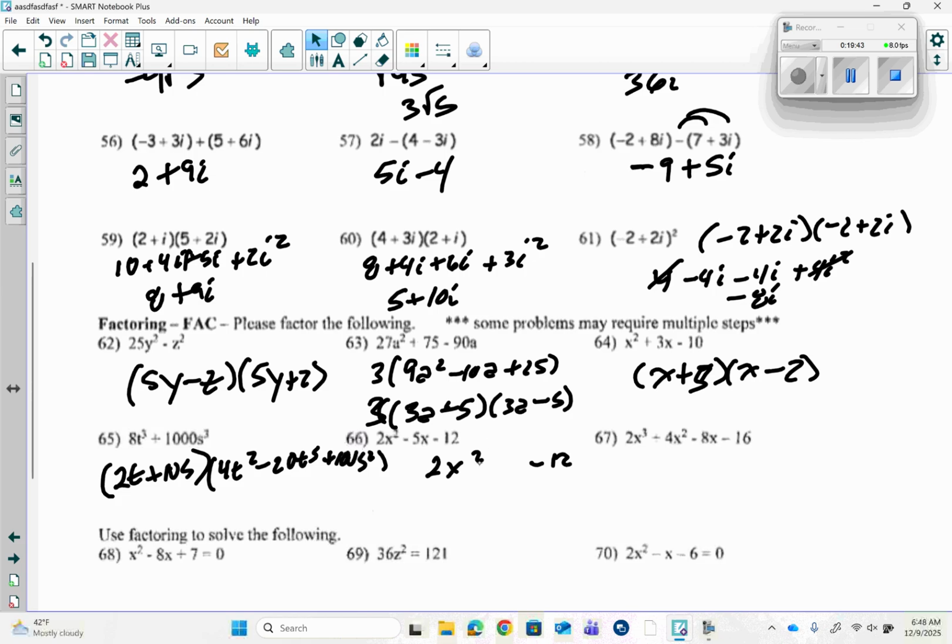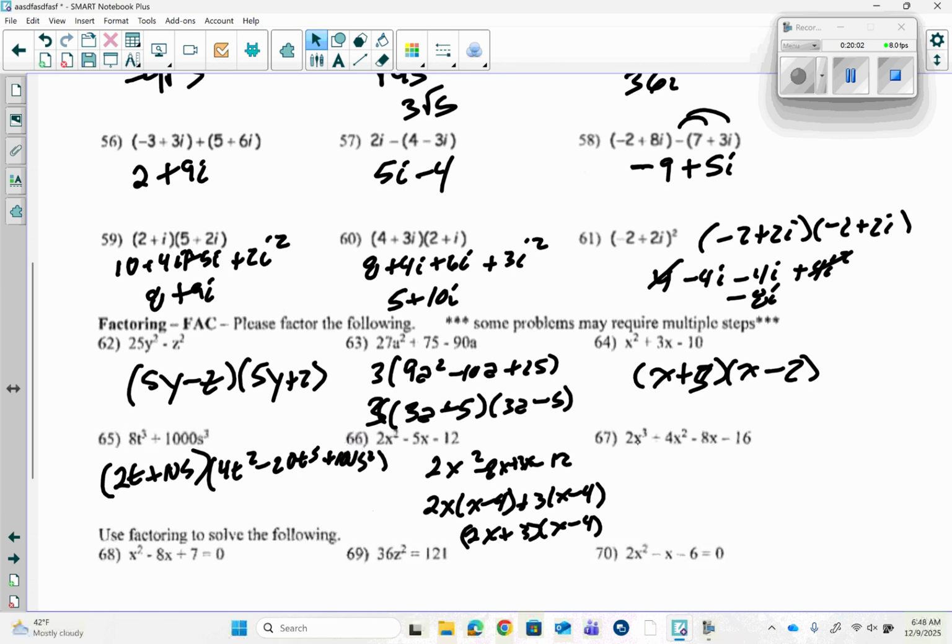If I factor this one, what two numbers multiply together to give me -24 and add to give -5, so it's -8x plus 3x. So that's going to give me 2x times x minus 4, plus 3 times x minus 4. So this is going to be 2x plus 3 and x minus 4 for an answer.